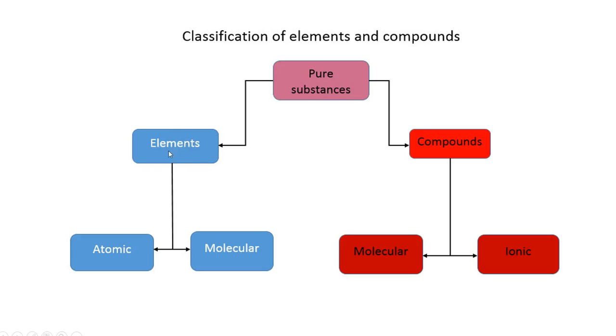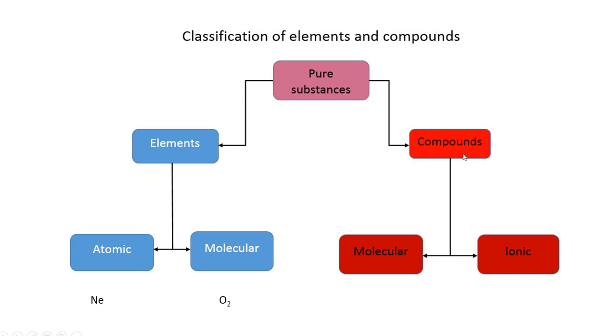Elements themselves can also be grouped into two parts. We have atomic elements and molecular elements. So an example of atomic elements is neon. Neon is found as a single atom in nature. An example of molecular element is oxygen. So oxygen in nature exists as a diatomic molecule. That is on the element side.